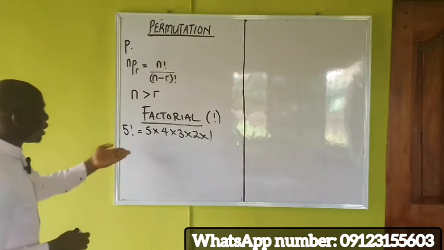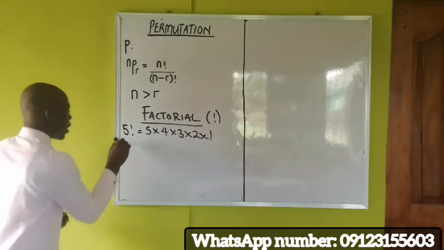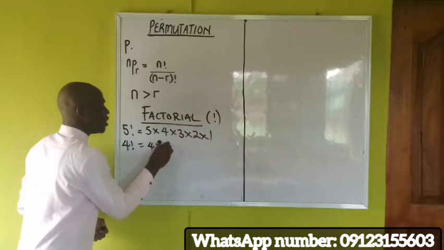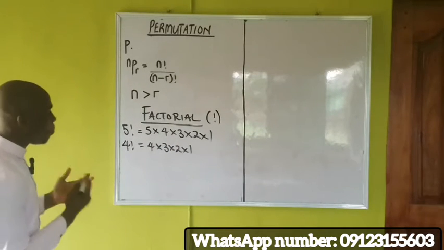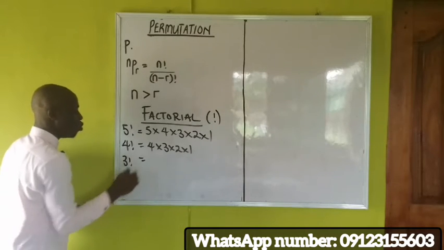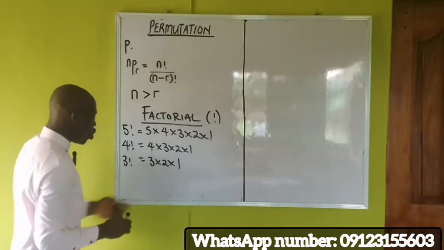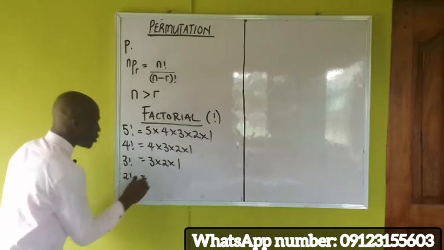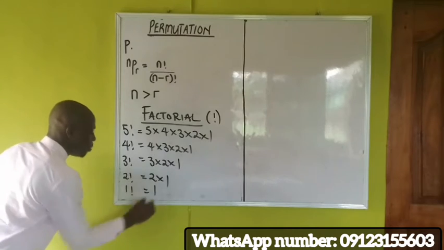Here is the concept behind factorial. If I have 4 factorial, it is simply 4 times 3 times 2 times 1. If I have 3 factorial, it can be written as 3 times 2 times 1. Also, 2 factorial is written as 2 times 1. Also, 1 factorial is simply 1.